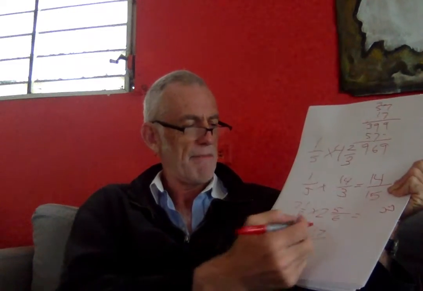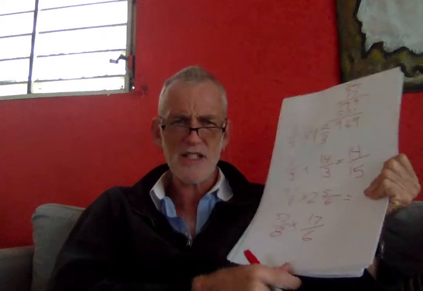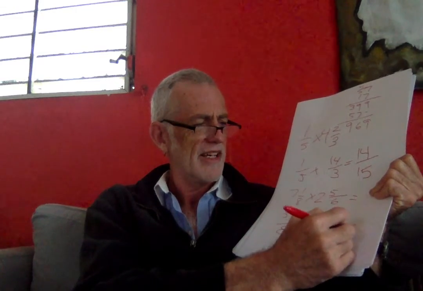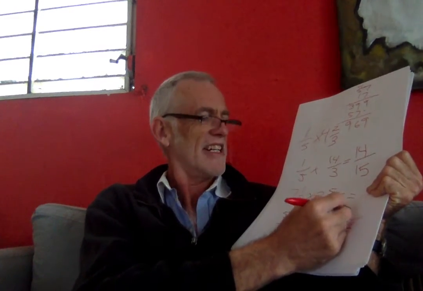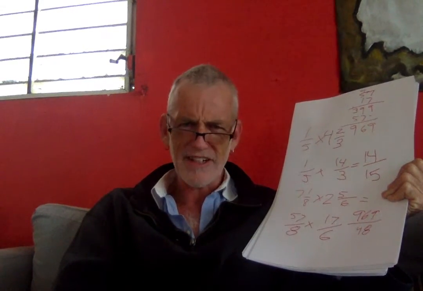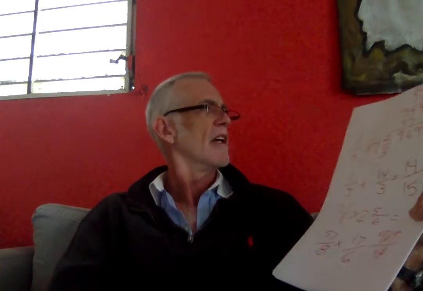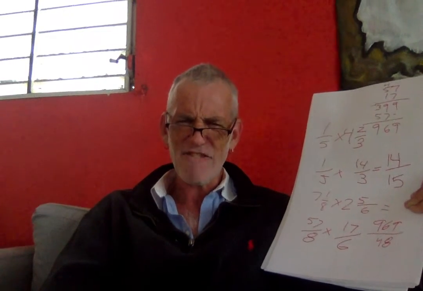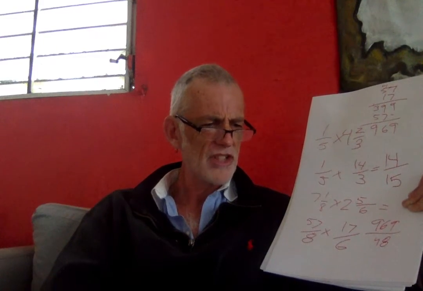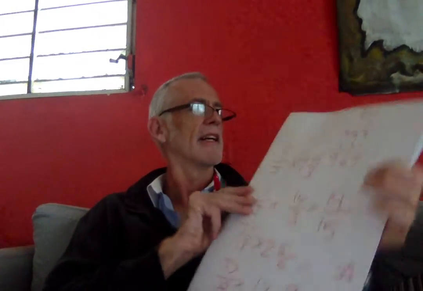969. And then the bottom is 48. 8 times 6 is 48. The answer is 969 48ths? I'm going to write a letter to this math company. This is inhumane treatment of you children. Oh my goodness. Honestly? Really? Now we have to simplify.